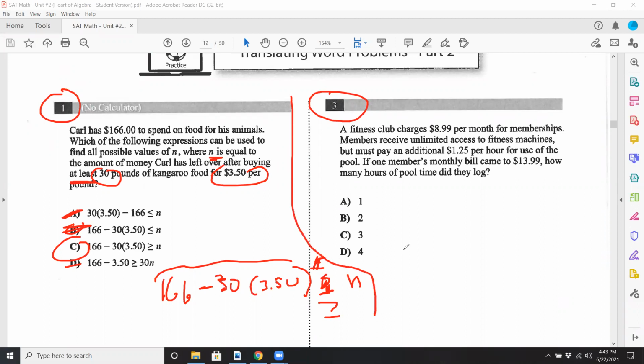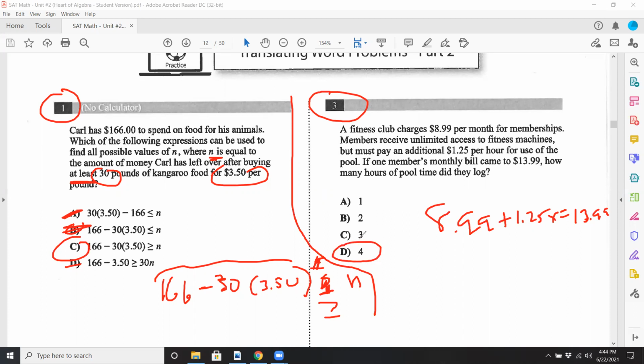Okay, $8.99 for membership, unlimited access to machines, and you have to pay an additional $1.25 for the use of the pool. If one's member bill was $13.99, how many hours do you spend at the pool? So $8.99, you have to pay for sure, plus 1.25x equals 13.99. X represents the number of hours you spend at the pool. If you work it out, you should get 4 hours at the pool.